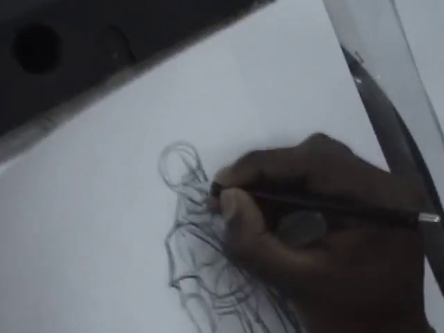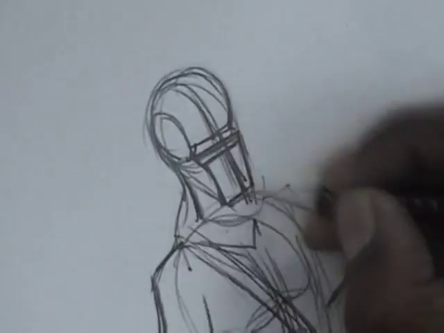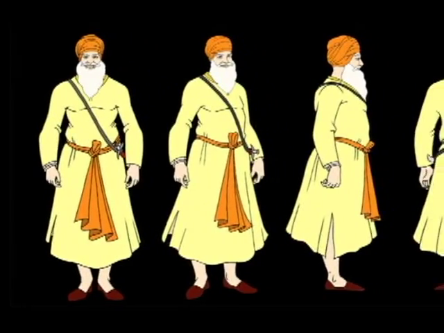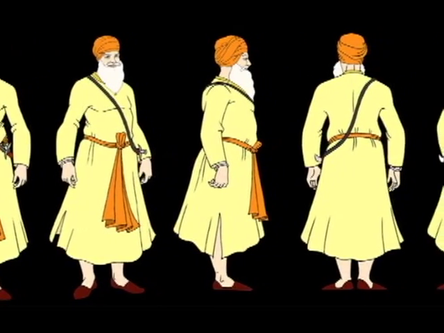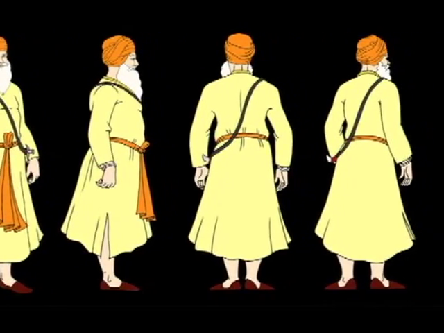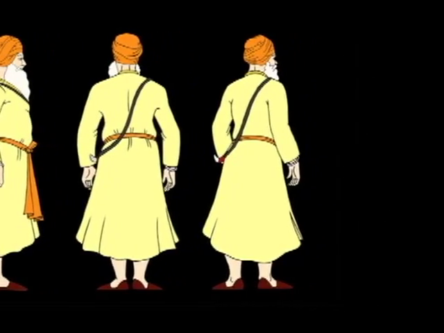For each character we do a turnaround: his front profile, his side profile, his back, and his gestures, how a character would look while he's angry, while he's happy. All gestures are decided in the beginning.